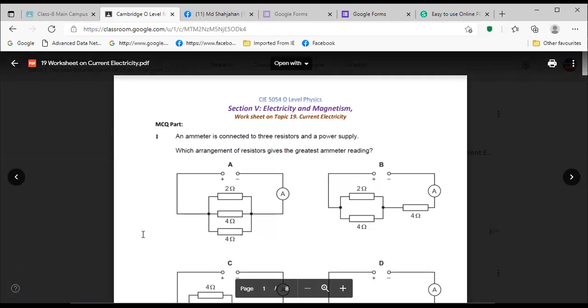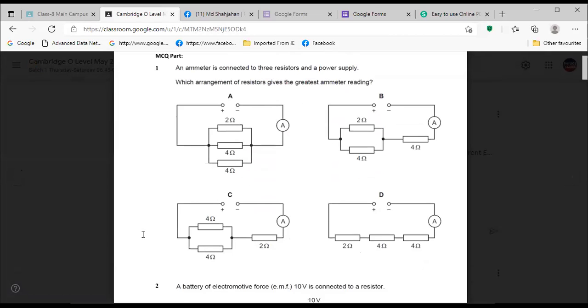Are you seeing the question? Yes, sir. Okay, so you read it. Adrita, can you please read it? Yes, sir. Number one, meter, three resistors, power supply. Which arrangement of the resistors gives the greatest ammeter reading?